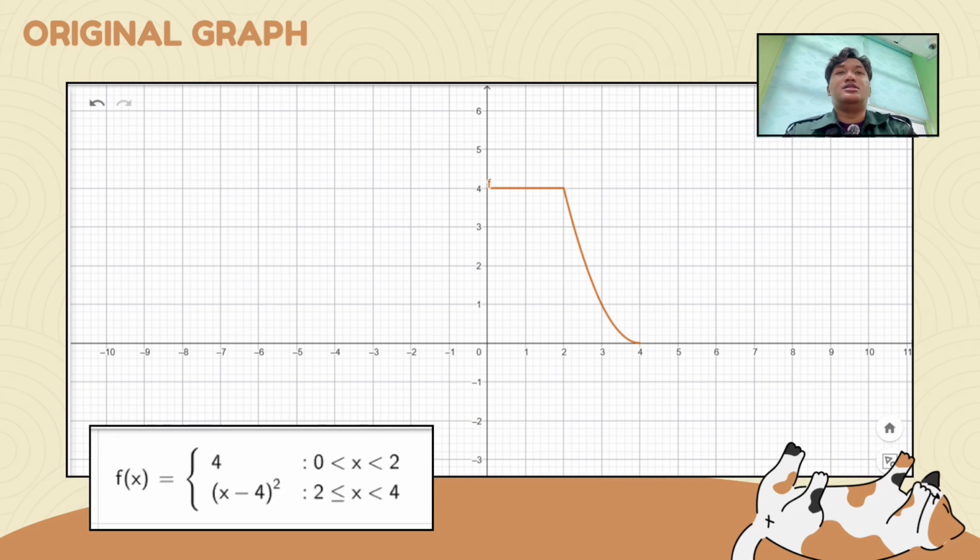Okay, next, this is the original graph made using GeoGebra. We can see from x equal to 0 to x equal to 2, a flat horizontal line at height y equal to 4. From x equal to 2 to x equal to 4, a parabolic curve starting at (2, 4) and curving downward, ending exactly at (4, 0). This original curve serves as the right-hand side foundation for both the even and odd extensions for our next calculation.